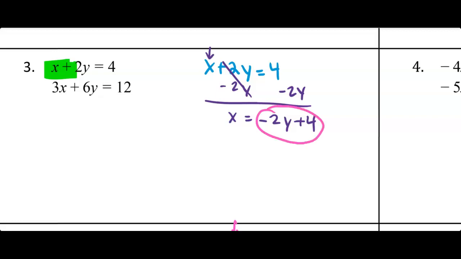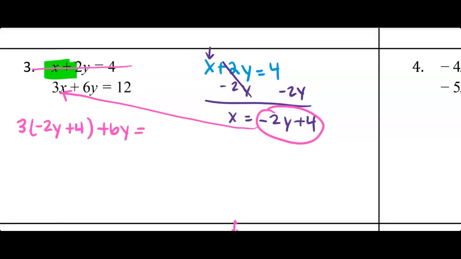I will now substitute into the bottom equation for x, because the top one is what I solved. So I'm going to have 3 times negative 2y plus 4 plus 6y equal to 12. I will complete my distribution of the 3 inside by multiplying. So I get negative 6y plus 12 plus 6y equal to 12.